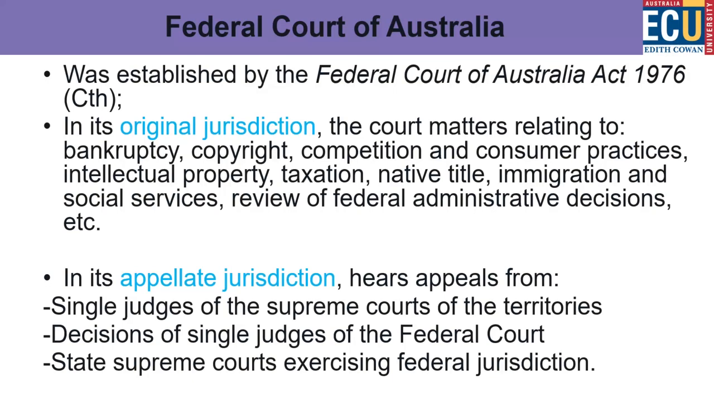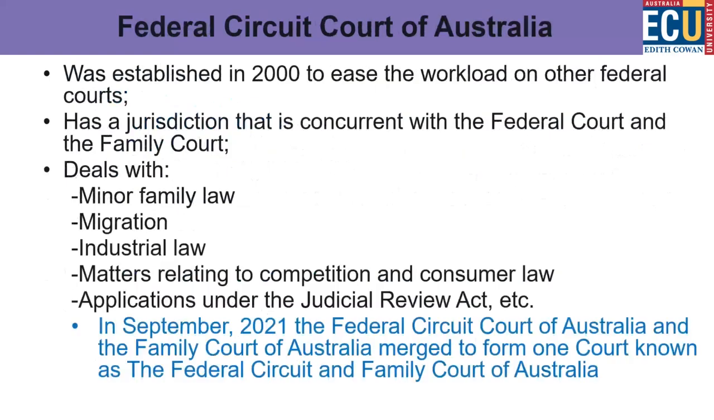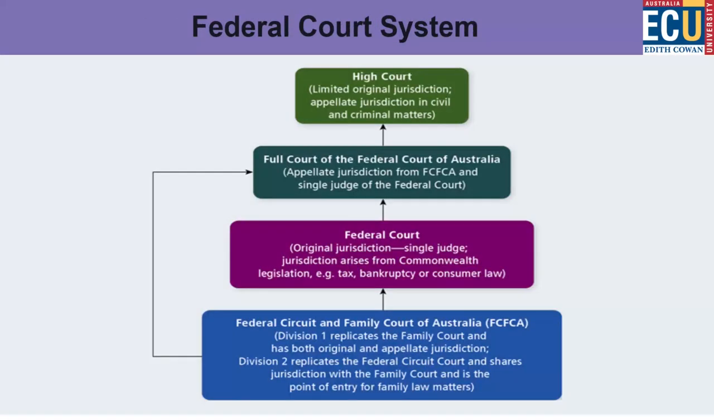But at the same time, the federal court will have a single judge to hear that matter. If anyone is dissatisfied with that judgment from the single judge, that matter will be taken to the full bench, the full division of the federal court. The full division of the federal court will exercise their appellate jurisdiction. Does that make sense? That's what we have mentioned here.